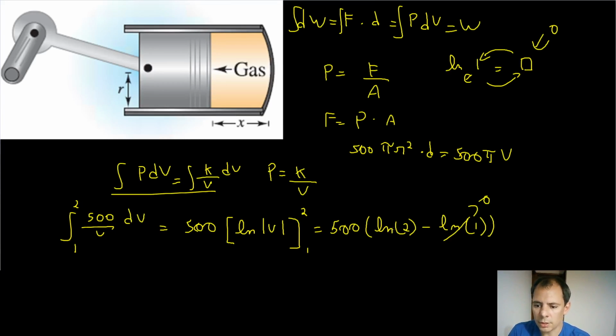So it'll be 500 times the ln of 2, which equals, according to the book, approximately 346.6 foot-pounds. Okay, that's it.